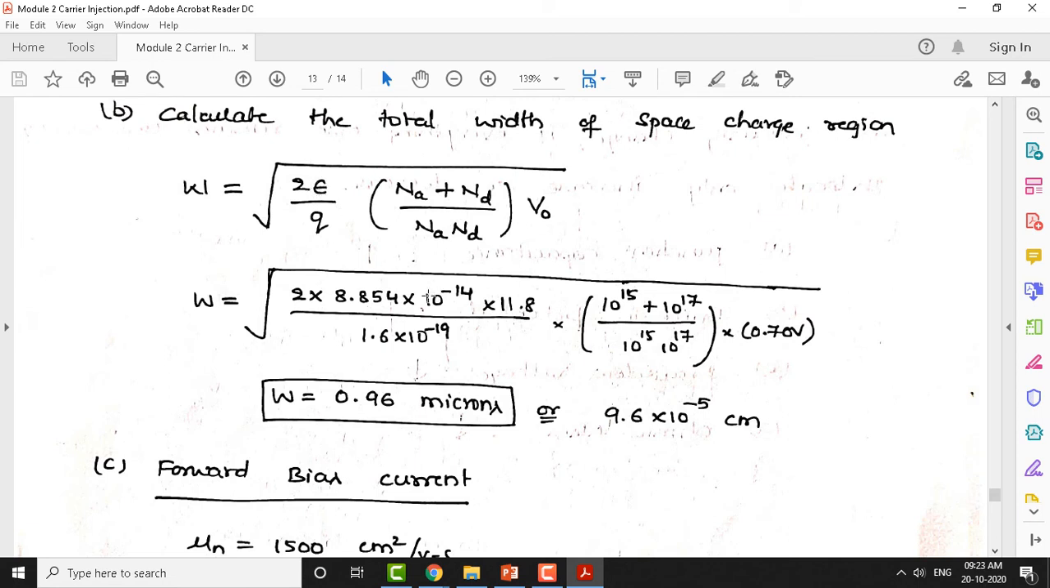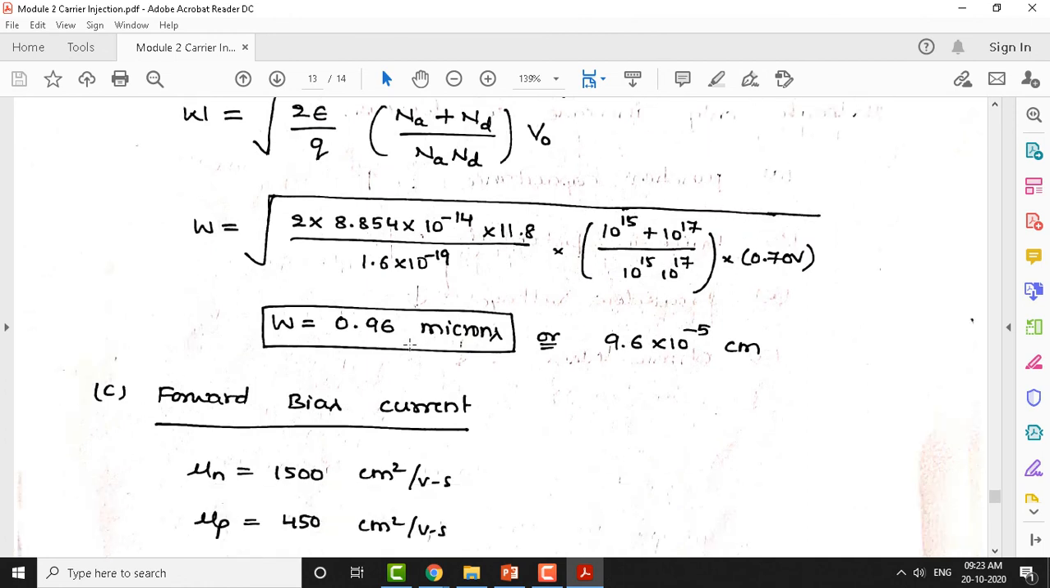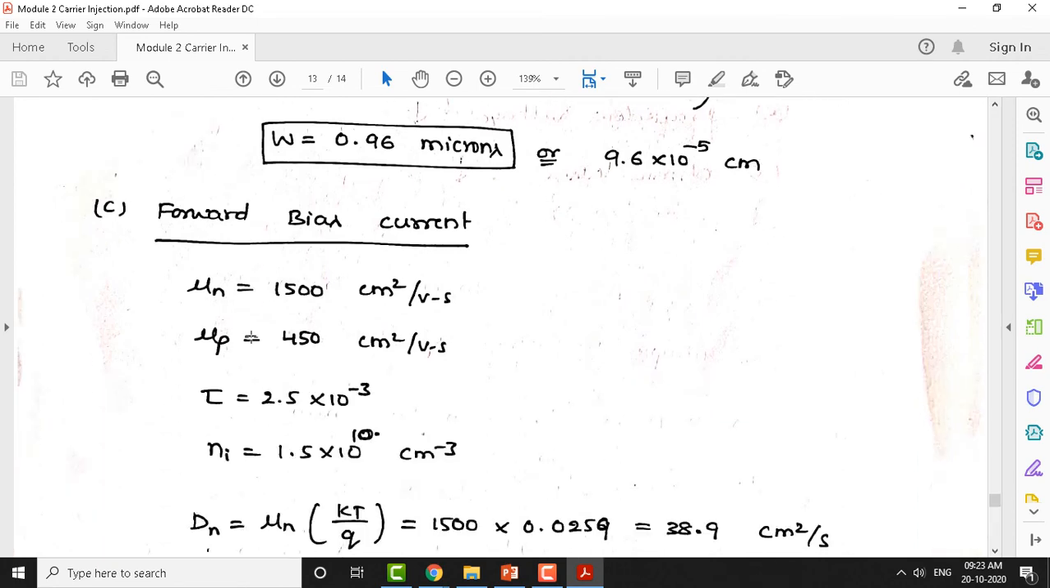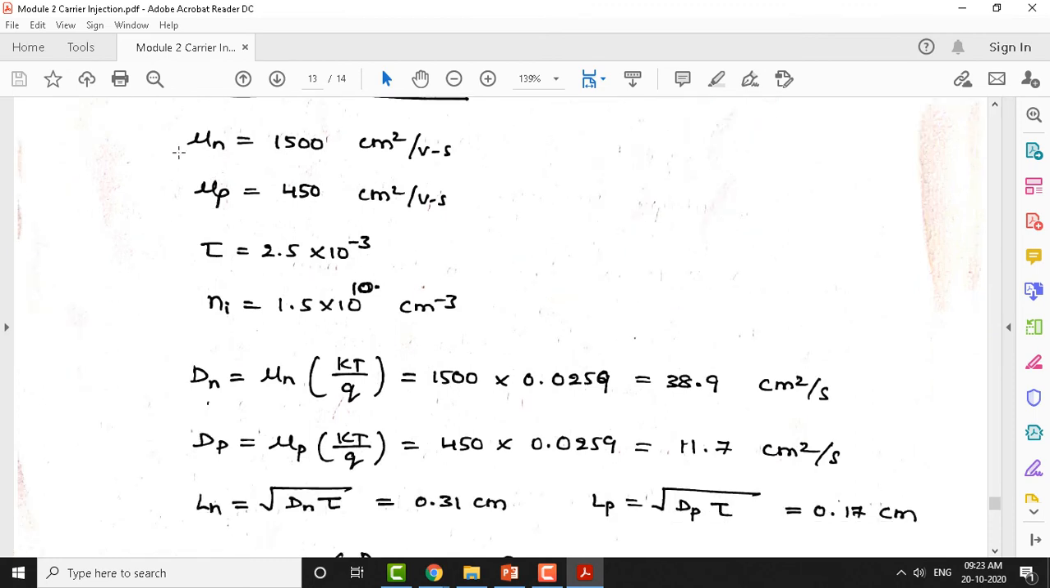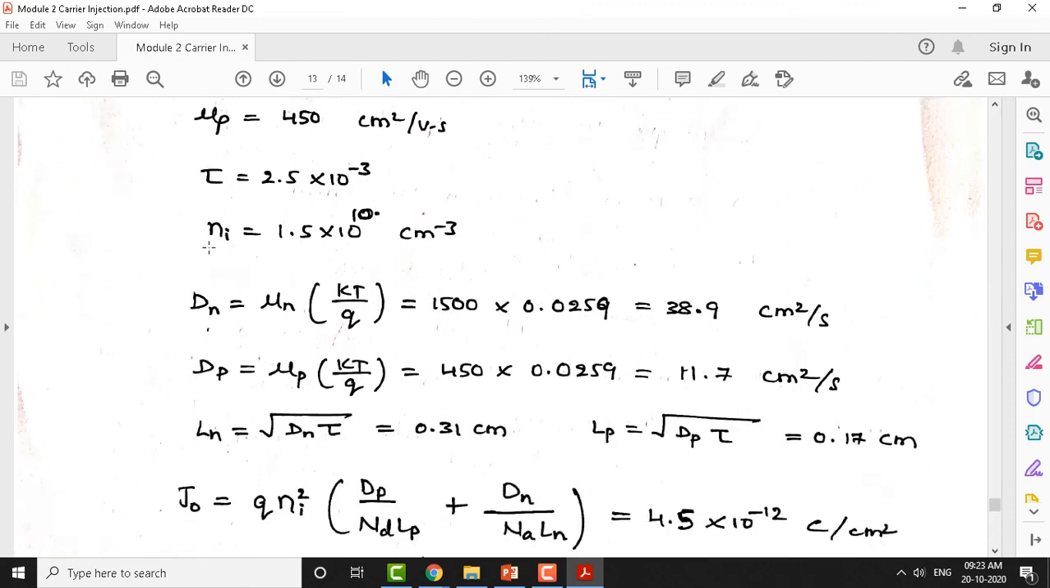So epsilon naught value is 8.854 into 10 to the power of minus 14 per centimeter. That should be multiplied with epsilon r, 11.8. Substitute all other values, and you will get the width as 0.96 microns or 9.6 into 10 to the power of minus 5 centimeter. Next you need to find the forward bias current here. For that you can use this diode current equation. You need to know all these values here.